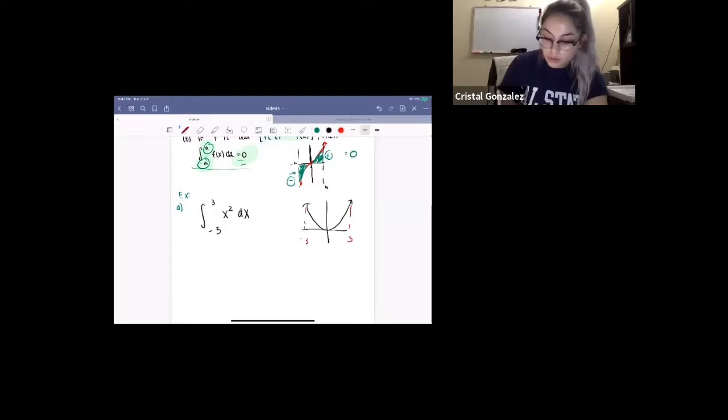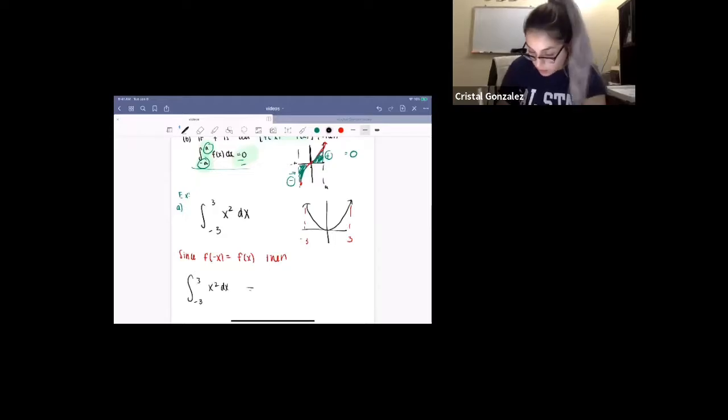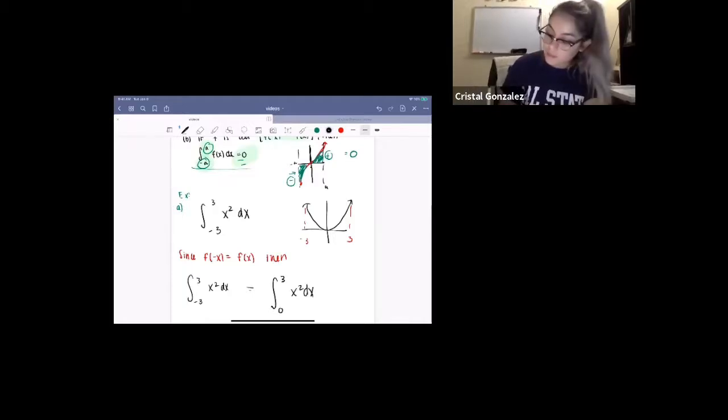So the way that you'll write this is, since f of negative x is equal to f of x, then the integral from negative 3 to 3 of x squared dx is the same thing as the integral from 0 to 3 of x squared dx multiplied by 2. So all I'm going to do is get this area on this side, and multiply this area by 2 because then that's going to give me this side as well.